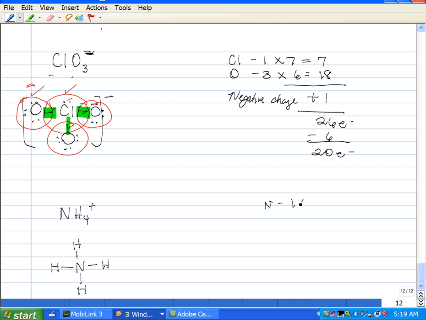And then we've got one nitrogen and we bring 5 electrons. We've got 4 hydrogen, that we bring one each. And then over the entire molecule, we've got a charge of plus 1. So we have to account for the positive charge.